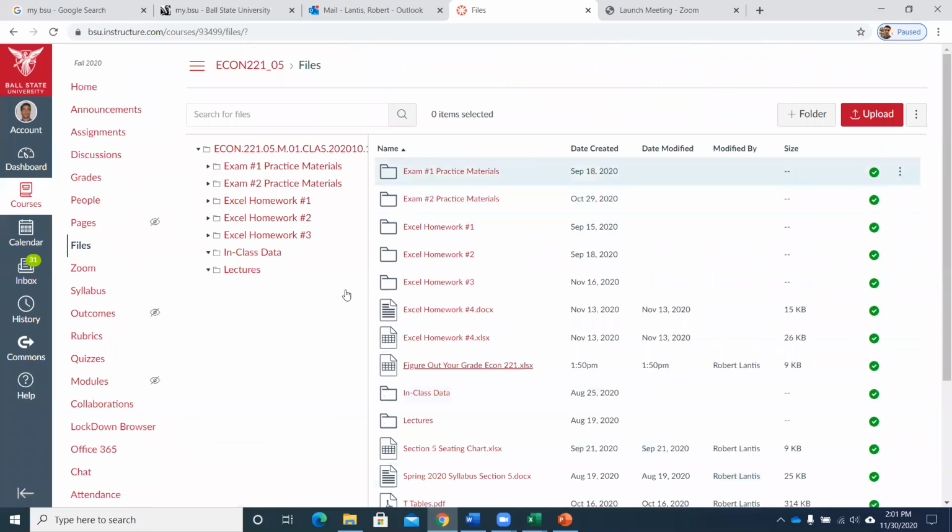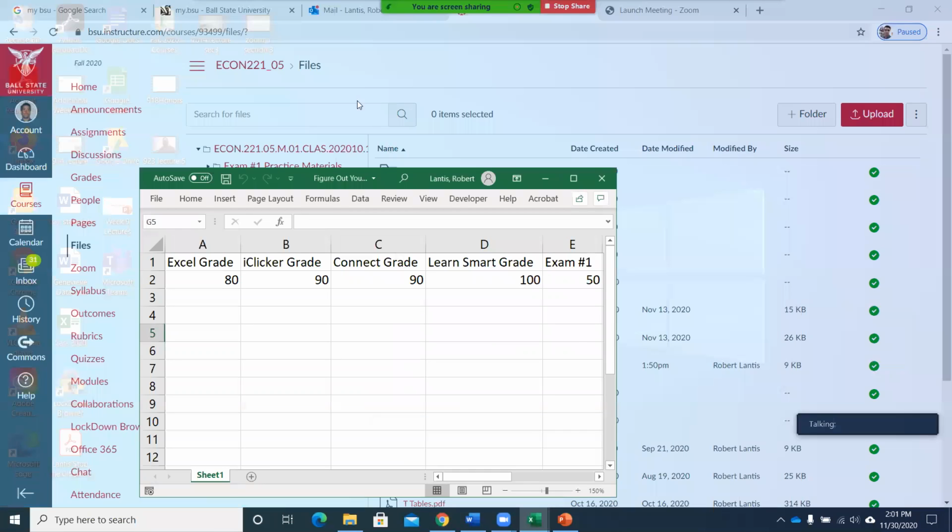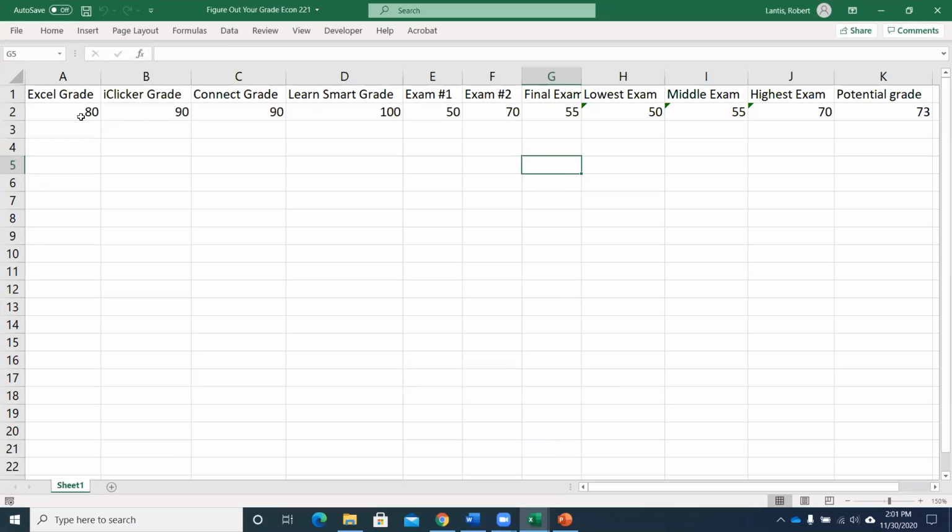Oh, I already had it open, so we can see what it looks like. On Canvas, you can see the different categories that are weighted differently to give you your grade. So you've got your Excel grade across all the assignments, your average iClicker grade, Connect grade, and LearnSmart. Whatever you have, you would put your scores in here. So maybe you had 100 on the LearnSmarts, 90 on the Connect, 90 on iClicker, and Excel was 80.